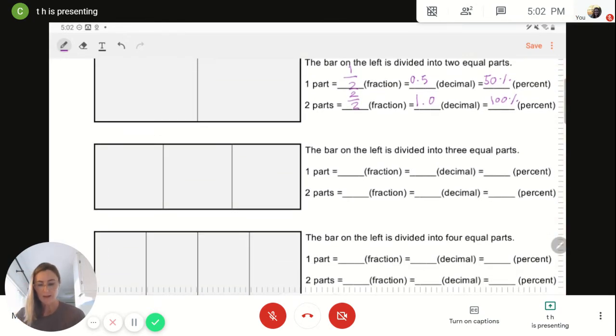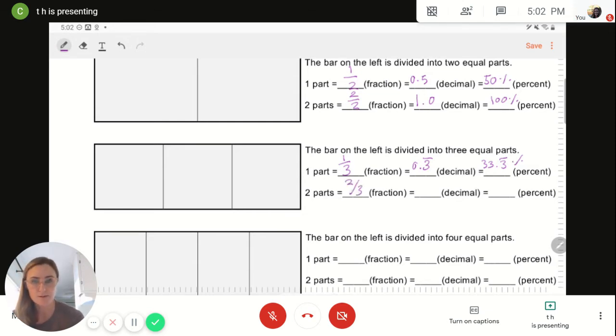So the second one, if I take 1 part, this is 1 part now of 3. And as a fraction, I know that this is 1/3, and as a decimal, 0.3 repeating forever. If I'm going to convert that decimal to a percent, I need to move this decimal point 2 places to make it a percent. So this is 33.3 repeating percent.